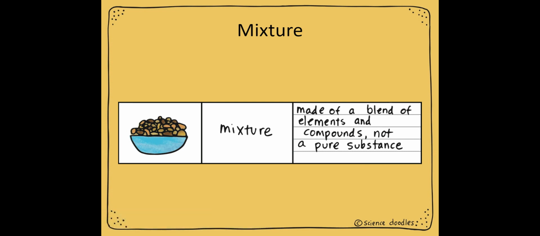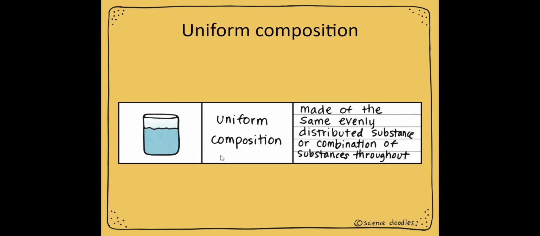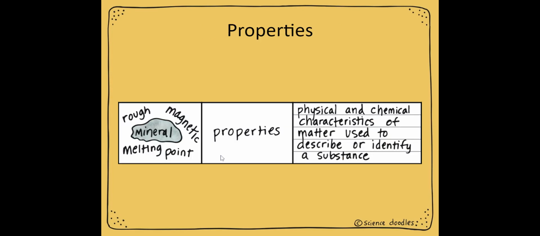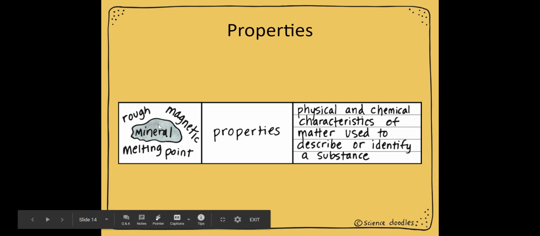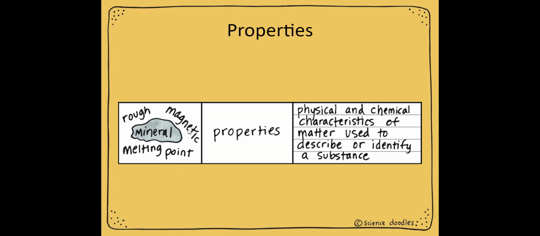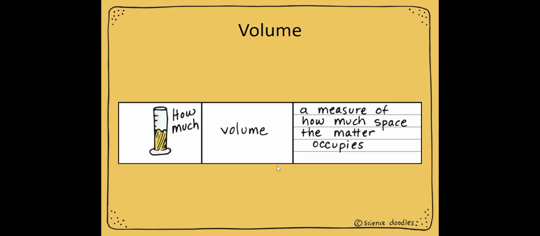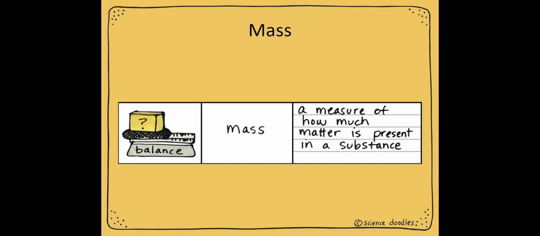Mixture. This is made up of a blend of elements and compounds, and it's not a pure substance, so it's not like a liquid. It's rocky. It's not one same texture. Uniform composition is made of the same evenly distributed substance or combination of substances throughout. Properties. This is physical and chemical characteristics of matter used to describe or identify a substance. So this could be some descriptive words here: rough, mineral, magnetic, melting point. Volume. This is a measure of how much space the matter occupies. Mass, a measure of how much matter is present in a substance.